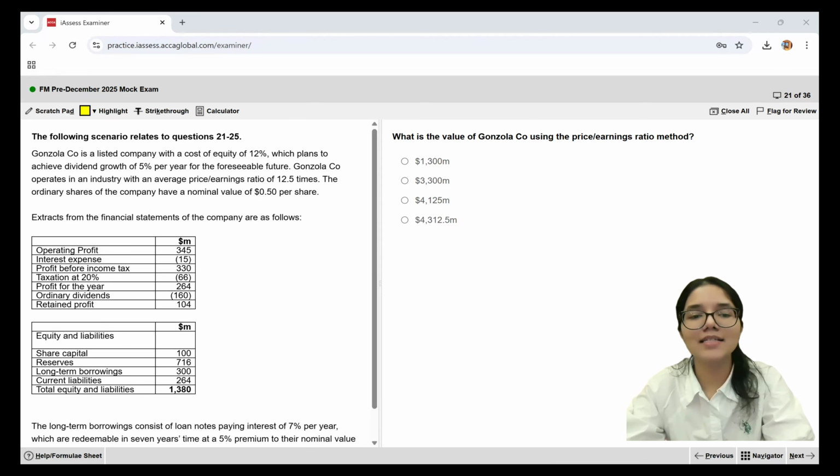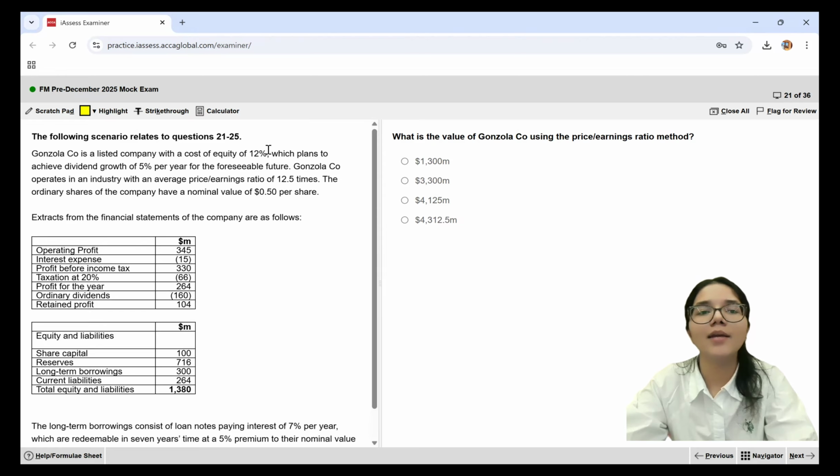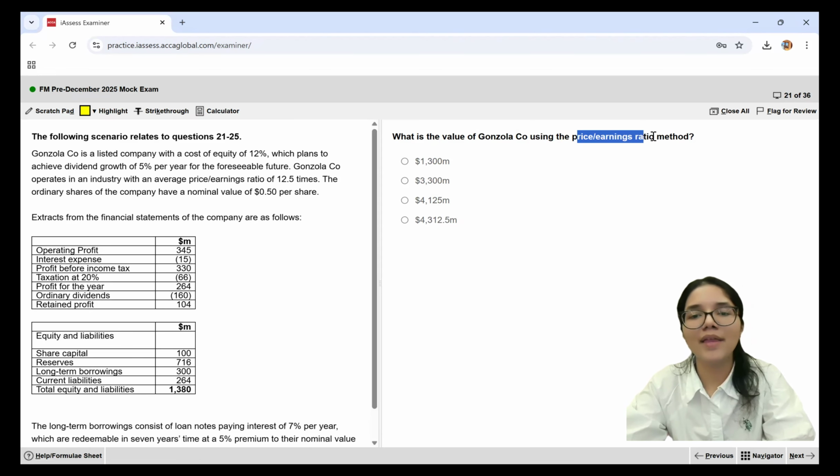So from what I can see at an overview, this belongs to the business valuation area of our syllabus, as the very first question is asking me to find out the value of the company using the PE ratio method. The name of the question is Gonzola company. So the PE ratio method is what I have to use to find out the value of the whole company as part of my first requirement.